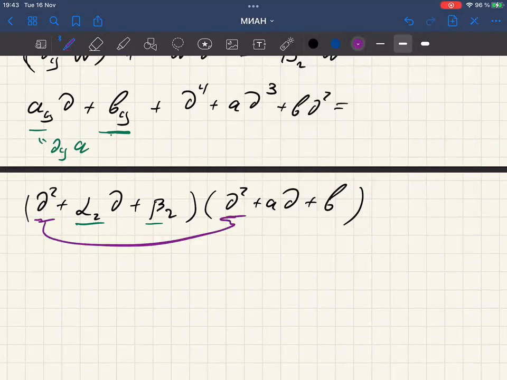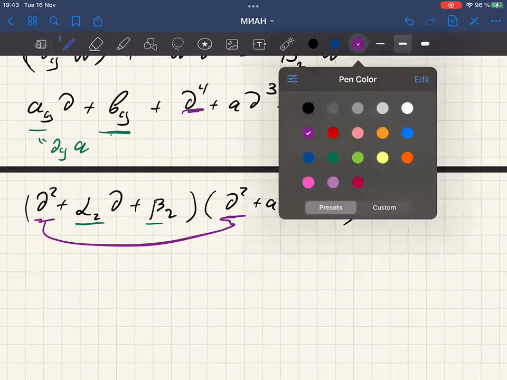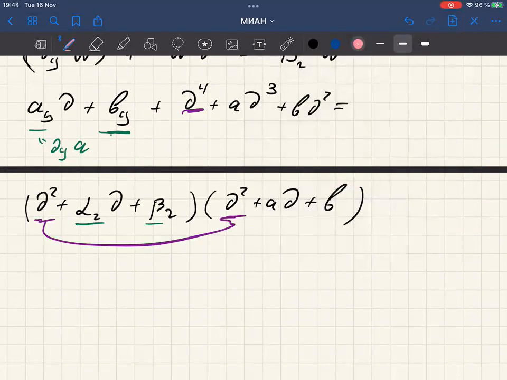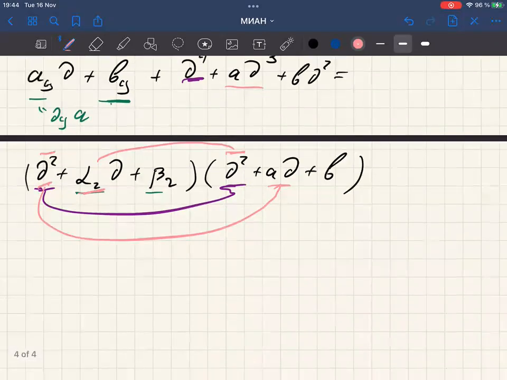And we see that, for example, this will give us d4. It's okay. Now d third should be this one plus this one, or when d square doesn't act on. So we should obtain something like d4 plus alpha 2 d third plus r d third.